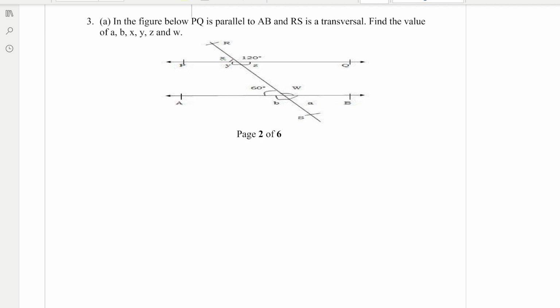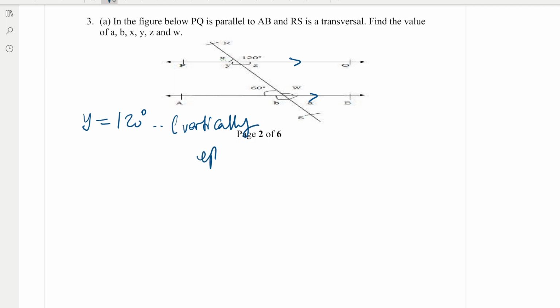In the figure below, PQ is parallel to AB, and RS is a transversal. Find the values of A, B, X, Y, Z, W. Because PQ is parallel to AB, we will have angles which are equivalent. Starting with Y, it is going to be 120 degrees, and the reason is that these are vertically opposite angles.